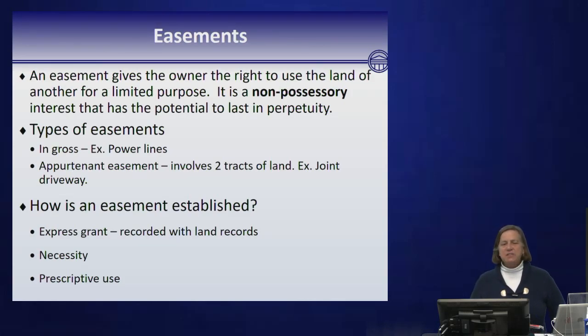And then finally, the last way to create an easement, and this differs from state to state, is by prescriptive use. So in other words, if you use a driveway or you use ingress or egress for the statutory period of time, this varies from state to state anywhere from 5 years to 20 years, then you get an easement by prescriptive use.